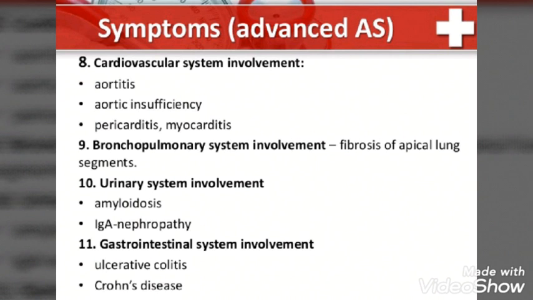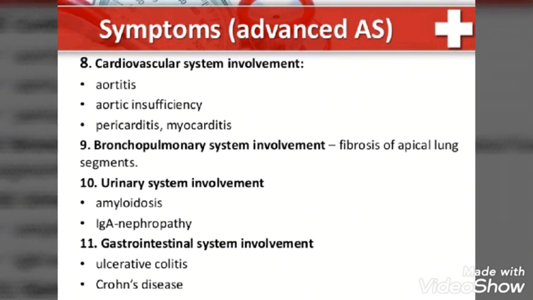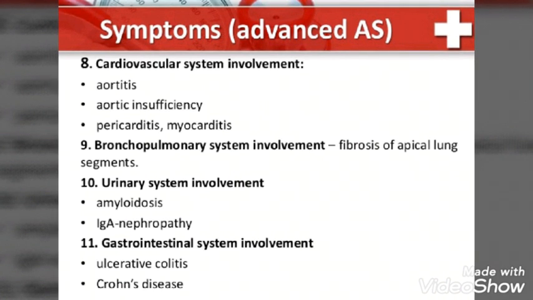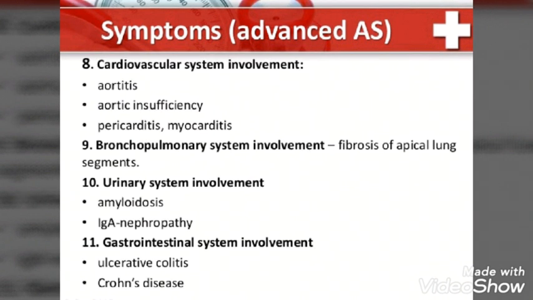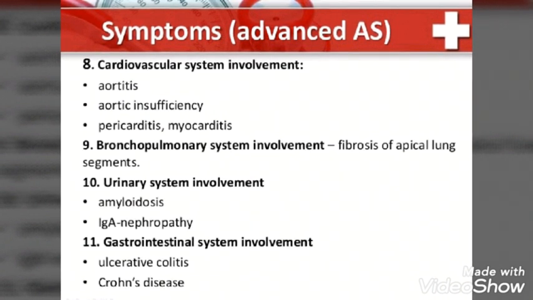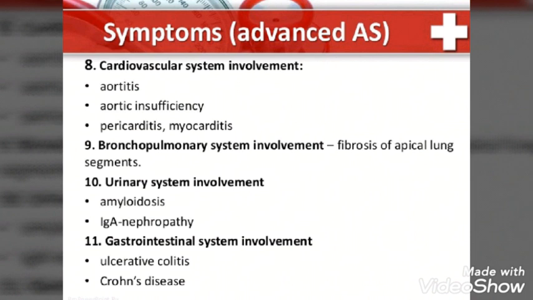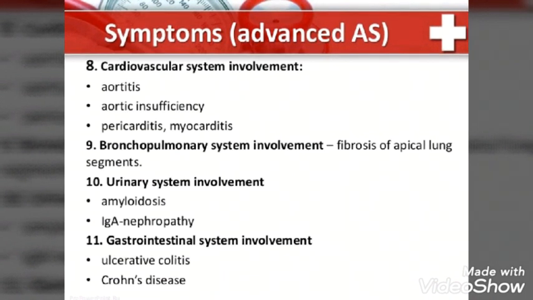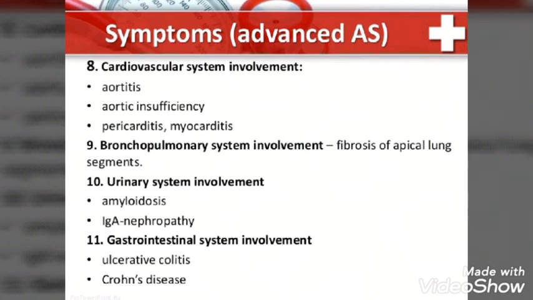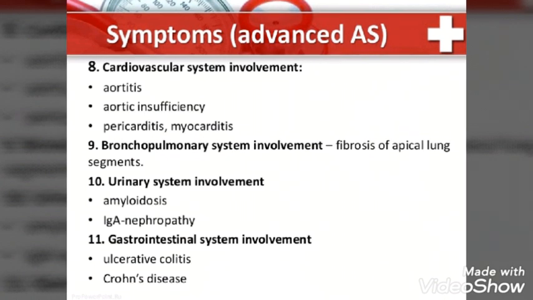Then you will see cardiovascular involvement, that is aortic insufficiency, pericarditis, myocarditis. Then bronchopulmonary system involvement, that is the respiratory system, you will see fibrosis of apical lung segments. Then urinary system involvement, you will see amyloidosis, IgA nephropathy. Then gastrointestinal system involvement, you will see ulcerative colitis and Crohn's disease. These are the early and late symptoms you will see in the patients.